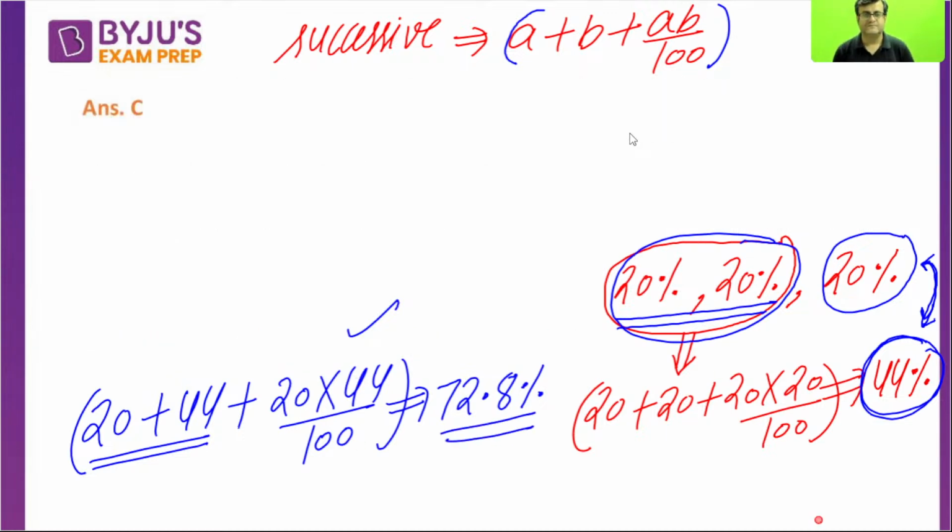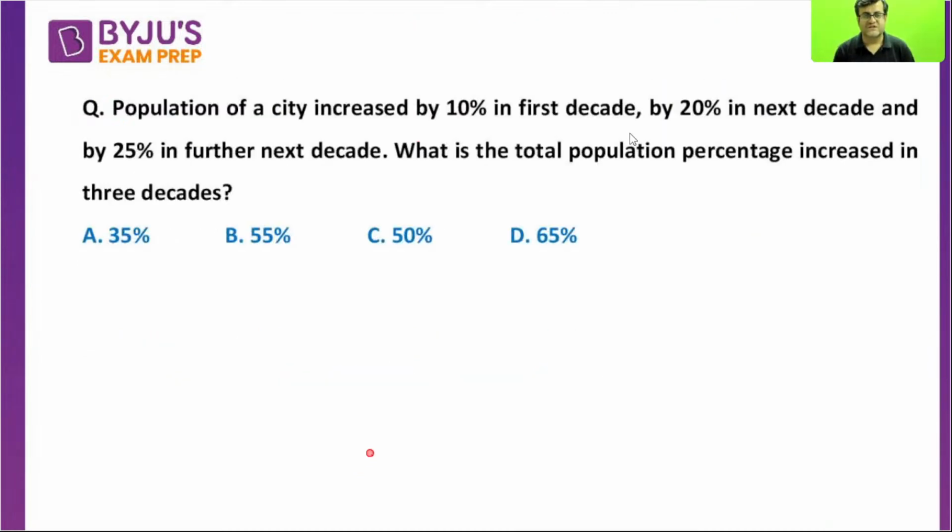Let's come to the next. Next question is almost the same. Increase by 10%, increase by 20%, increase by 25%. Find the overall percentage change in this process. A, B, C, D, which option is absolutely right?